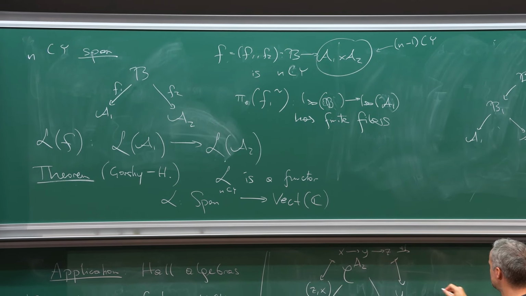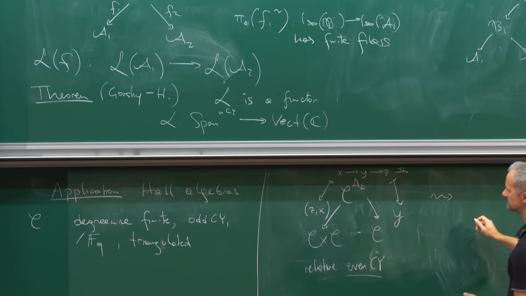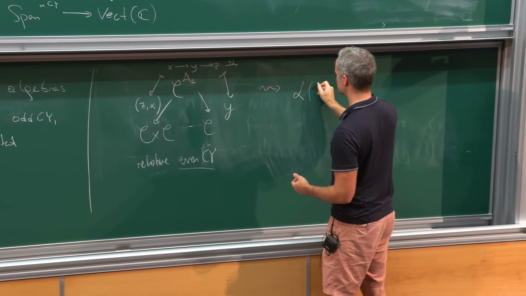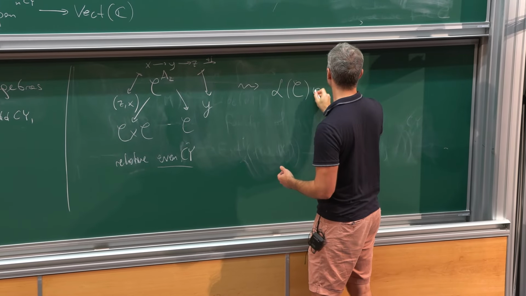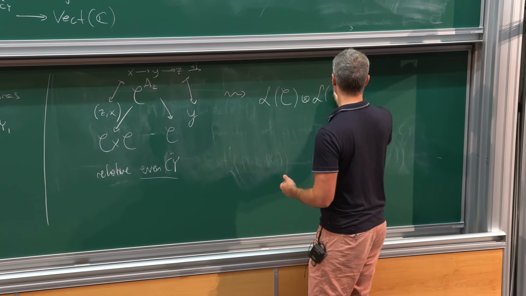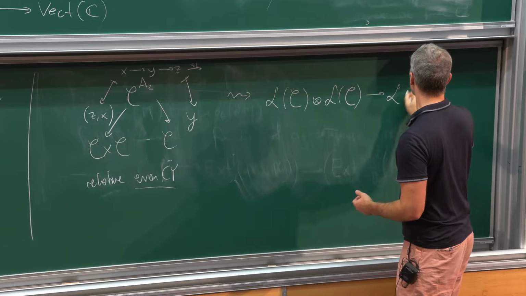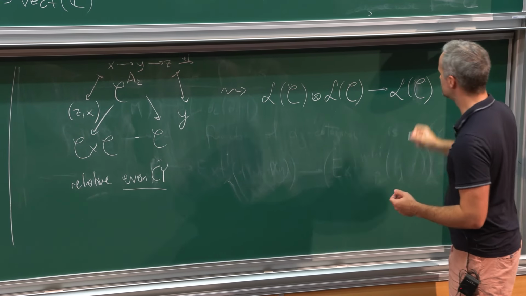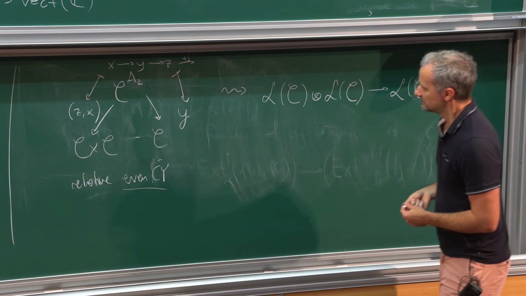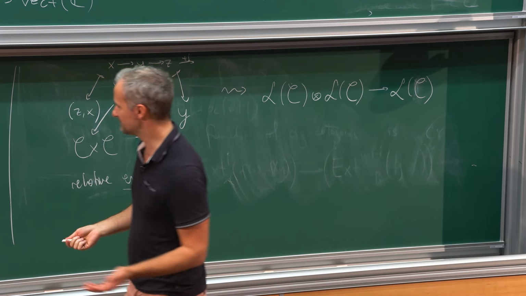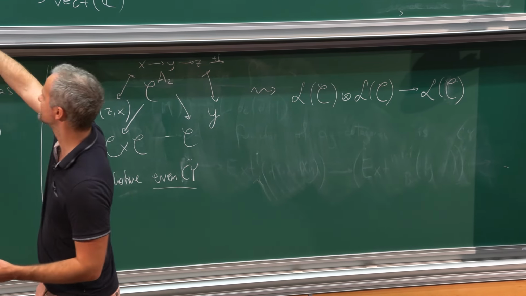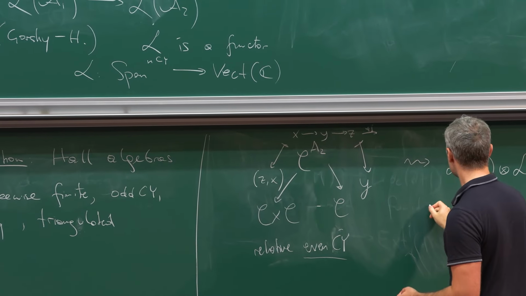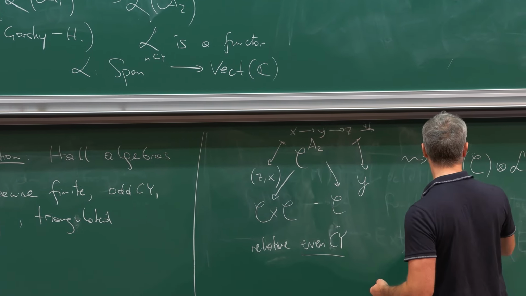So I get a map, kind of a product from L of C tensor L of C to L of C. And of course, you want to know it's associative to get an actual algebra, and associativity follows exactly by this theorem here of functoriality. So this is associative.